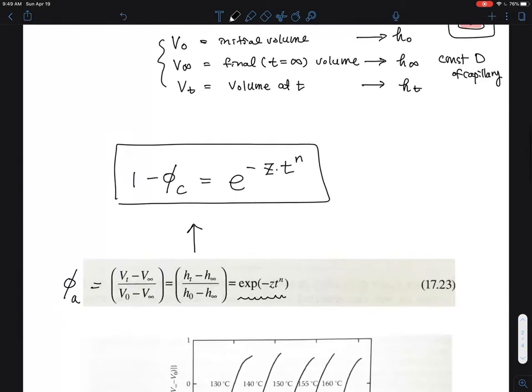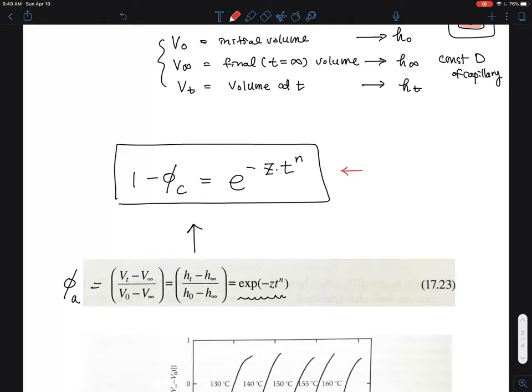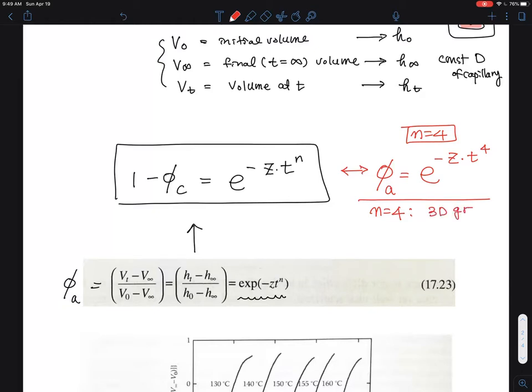In the original Avrami derivation in the text, this was derived in a way that the amorphous weight fraction was e to the minus z t to the 4. So in this case, n is 4, and that's essentially the general case, where n is 4 is related to three-dimensional growth, and homogeneous nucleation.